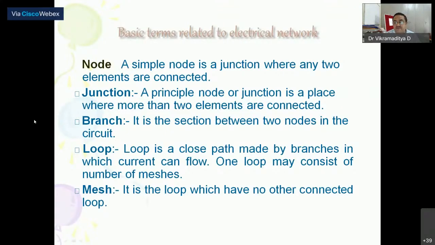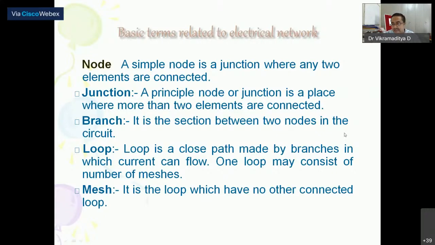So you have to be very clear about what a node is and what a junction is. At a superficial level, it seems both are the same thing, but they are not. There is a slight difference. In a junction, two or more than two elements are connected, while in a node, two or more than two branches are connected. Now, what is a branch?